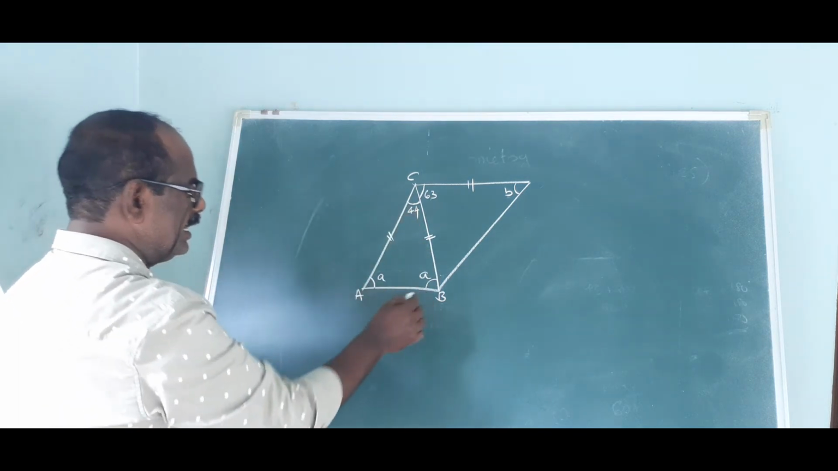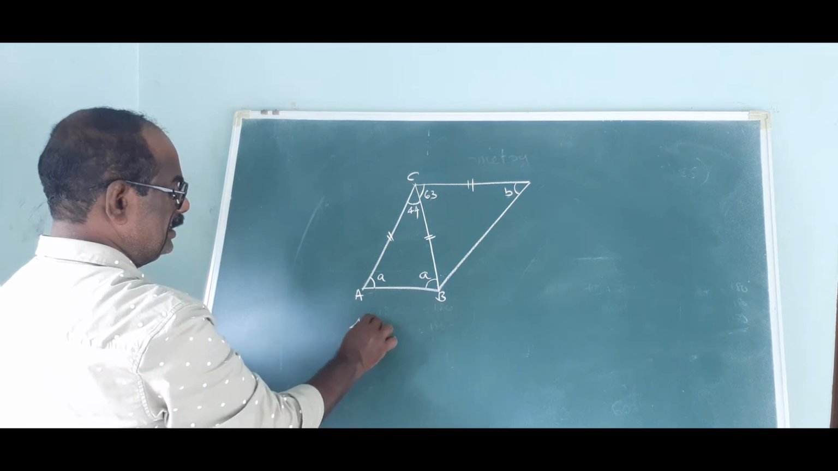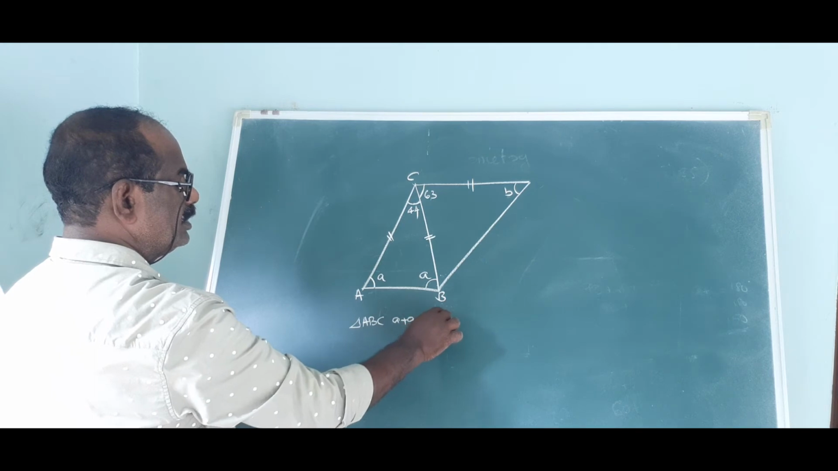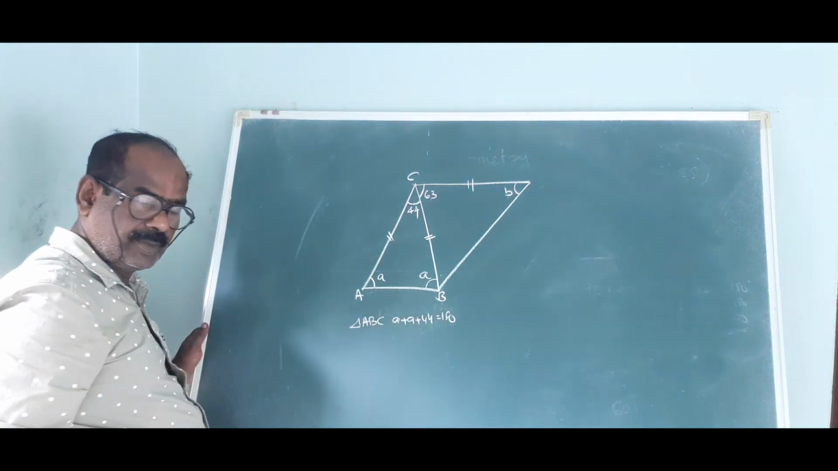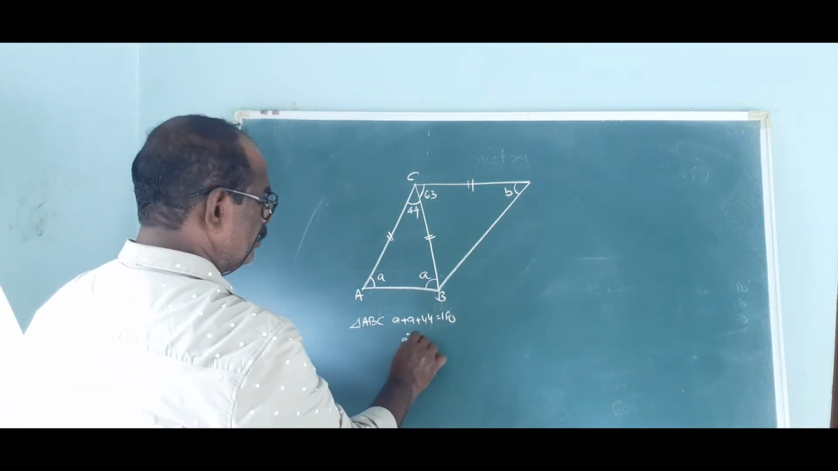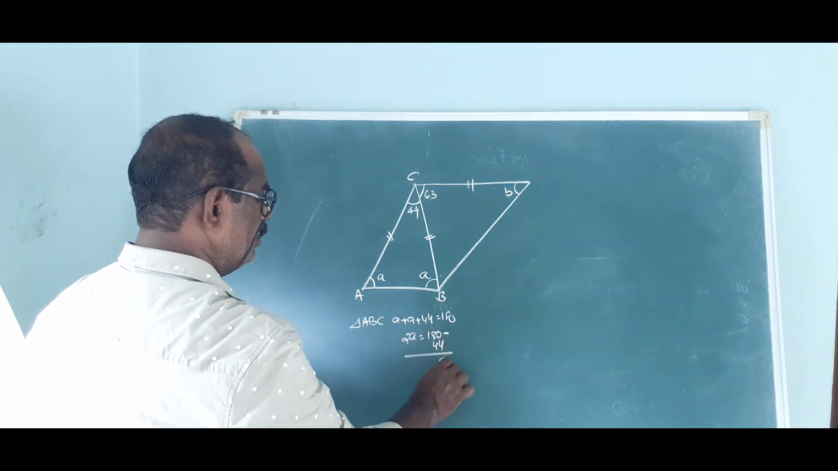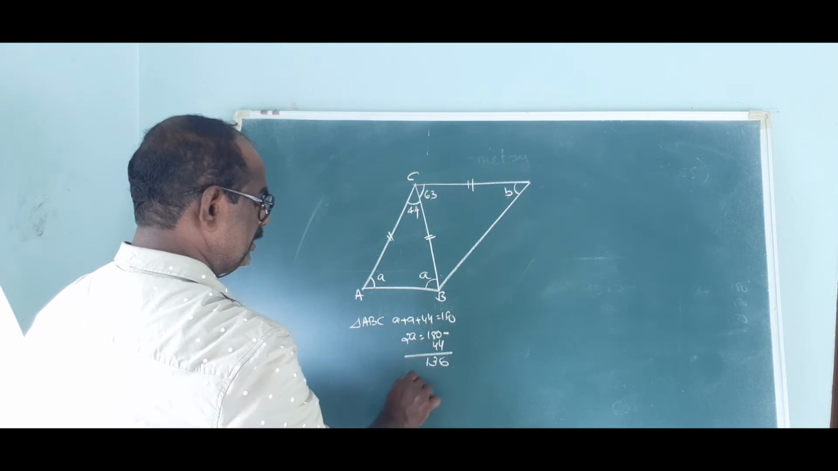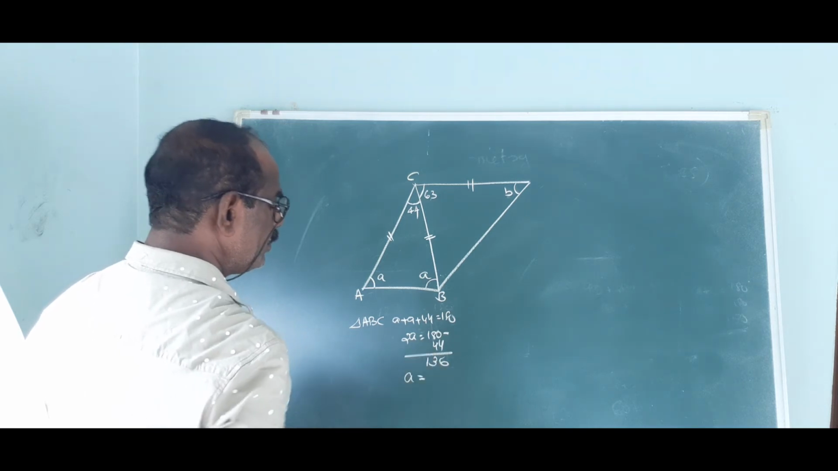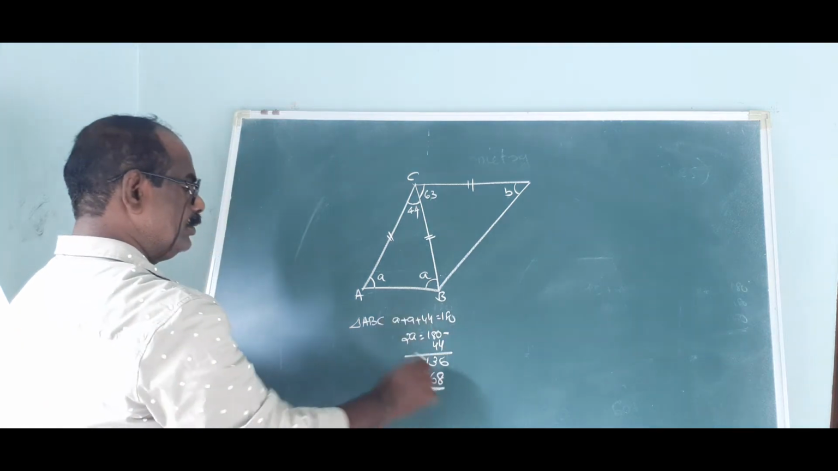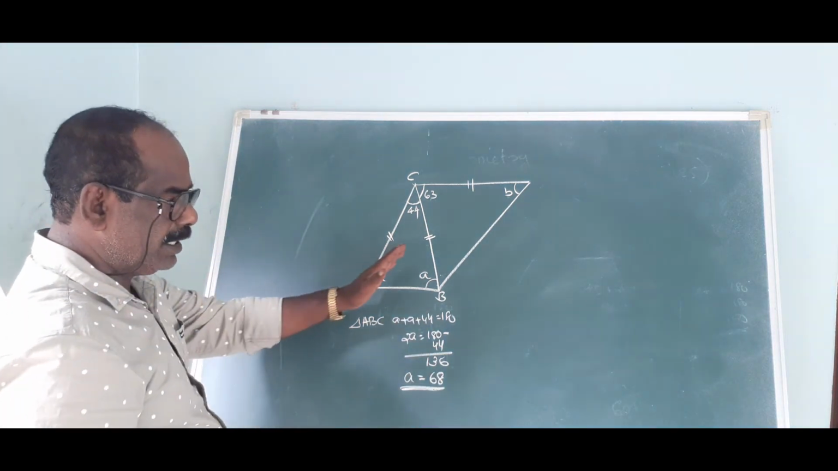Then what is the triangle ABC? Triangle ABC: A plus A plus 44 is equal to 190. 2A is equal to 190 minus 44, which is 136. A is equal to 68. The angle A is equal to 68. Here this part is over.